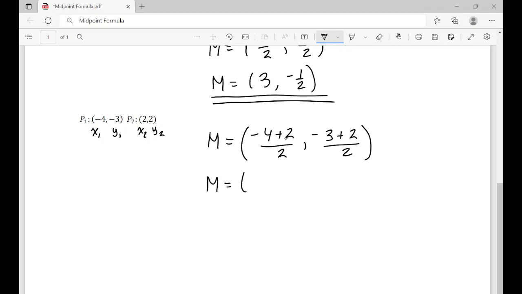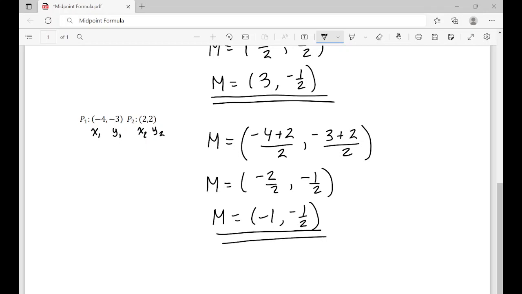So -4 plus 2 is -2 over 2, and -3 plus 2 is -1/2 again from before. Just simplify this down. I'm going to get -1, and the other one stays as -1/2. So the midpoint between these 2 points is -1 and -1/2.